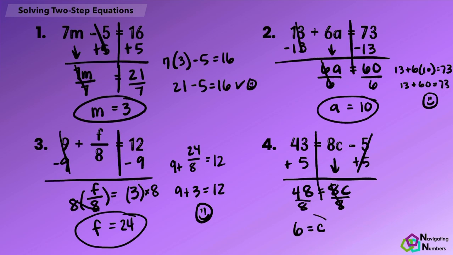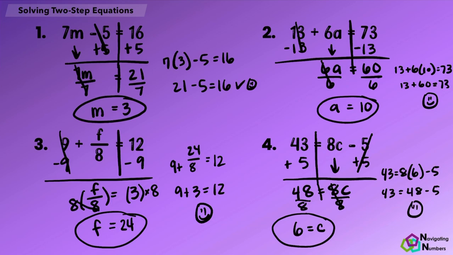So 6 equals c. So let's go ahead and plug that in. We have 43 equals 8 times 6 minus 5. So 8 times 6 is 48. 48 minus 5 equals 43, which is true. So 6 does equal c.